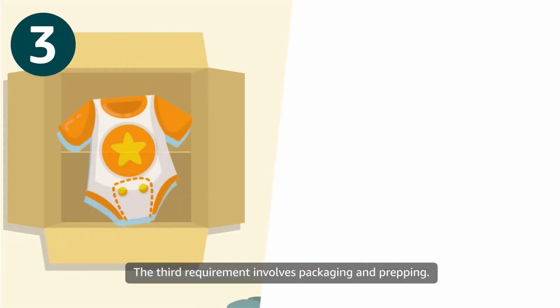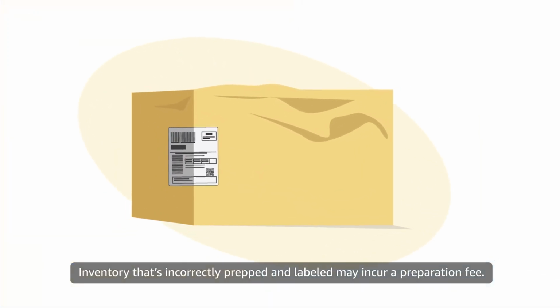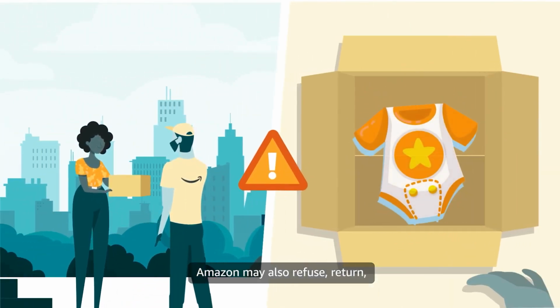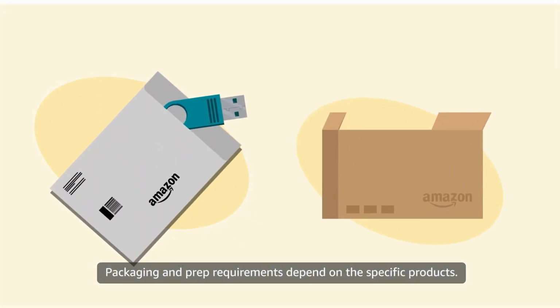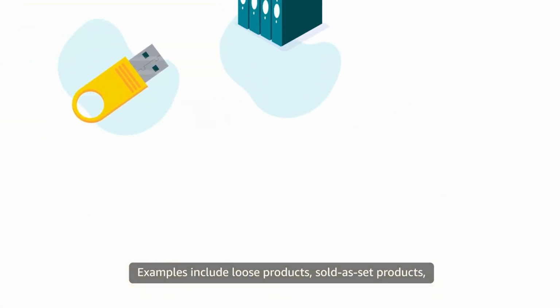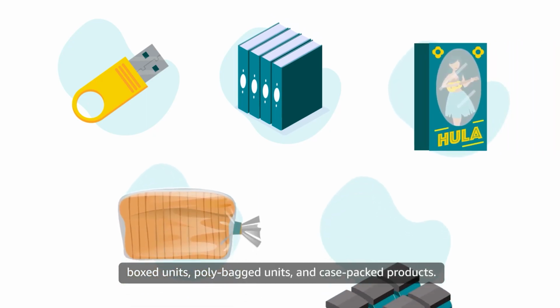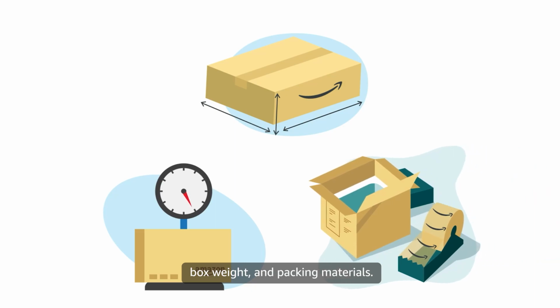The third requirement involves packaging and prepping. Inventory that's incorrectly prepped and labeled may incur a preparation fee. Amazon may also refuse, return, or repackage your inventory at your expense. Packaging and prep requirements depend on the specific products. Examples include loose products, sold as set products, boxed units, poly-bagged units, and case-packed products. Also, consider acceptable packaging, box dimensions, box weight, and packing materials.